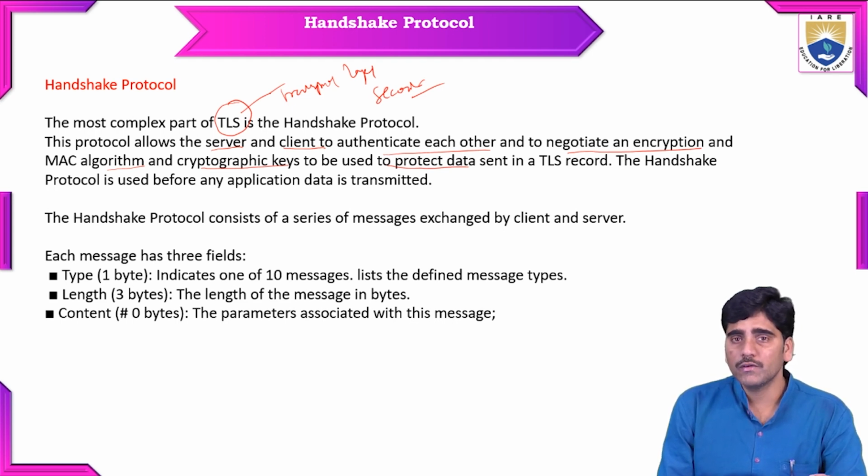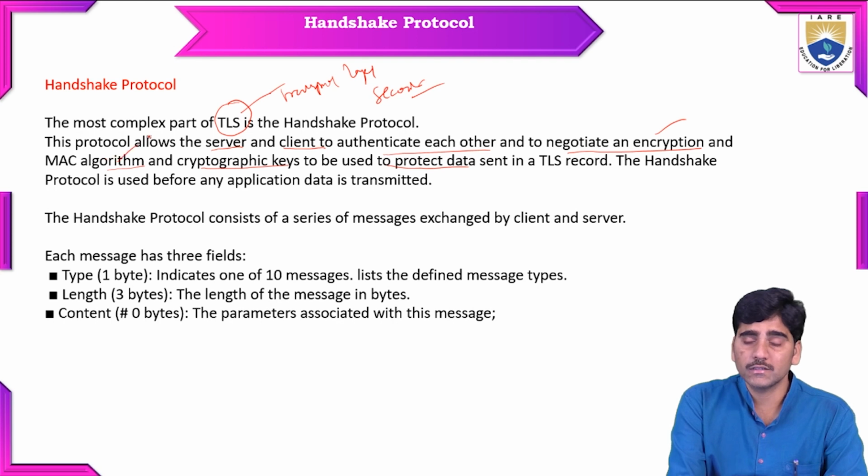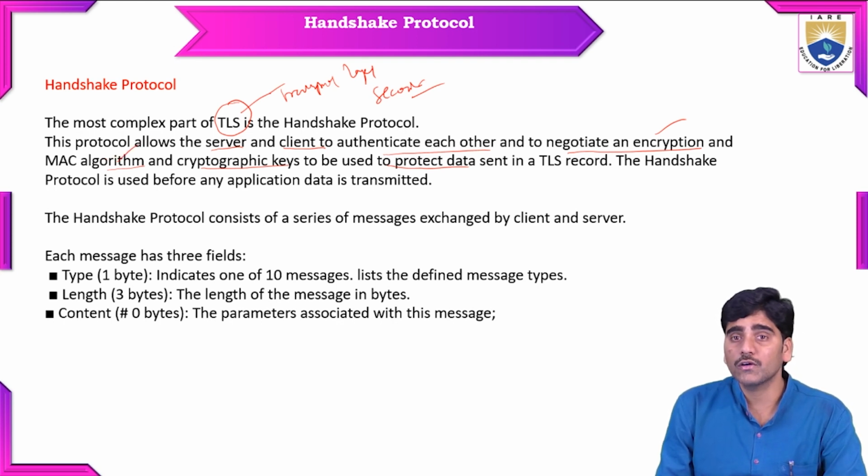Between two persons, they have to make a conversation with privacy. They have to encrypt their conversation, right? In the same way, the client and the server can communicate, and because of the encryption they are maintaining privacy. Because of the cryptographic keys they are providing, they are maintaining privacy as well as authentication. So the different types of encryption algorithms, MAC (message authentication code) algorithms, and cryptographic keys are to be used to protect data.